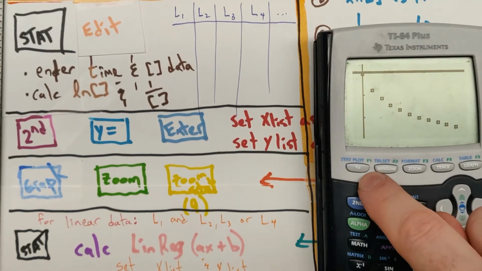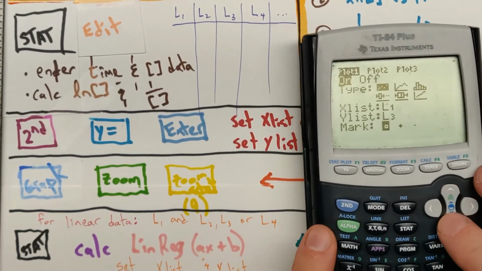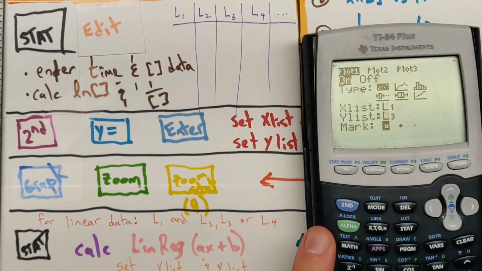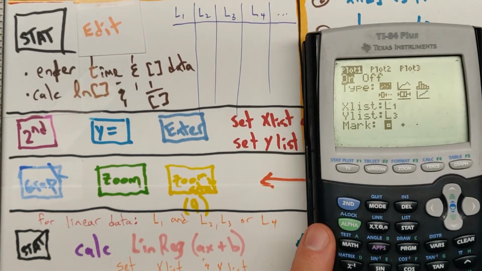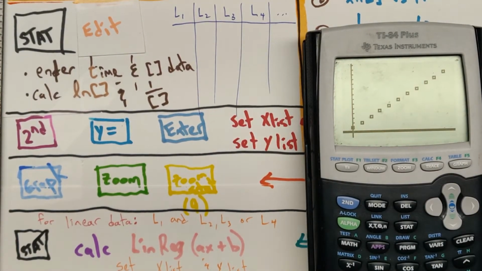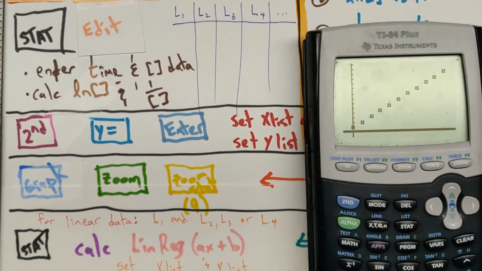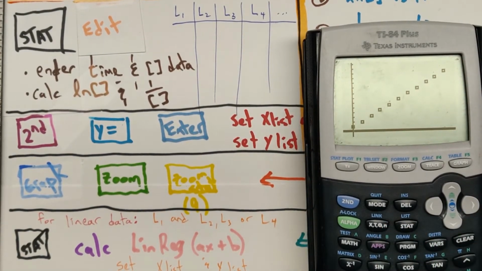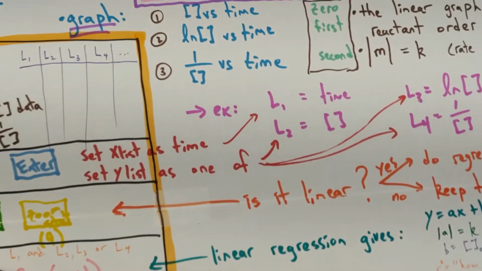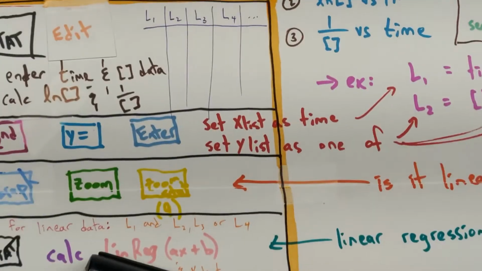Go back to your stat plot. We need to tell it now, I want to try L1 and L4, which in this case is 1 over concentration. So second L4, graph it, zoom 9, definitely a straight line. If we weren't sure, we can take a look at the r squared value, and we'll talk about that in a minute. But now we do have a straight line, so we can go on to the regression step, which will take place right here.